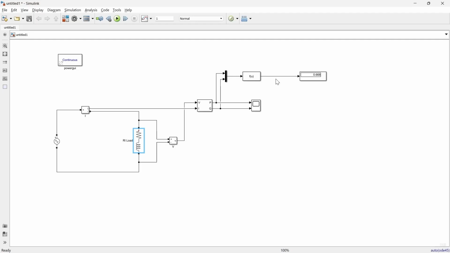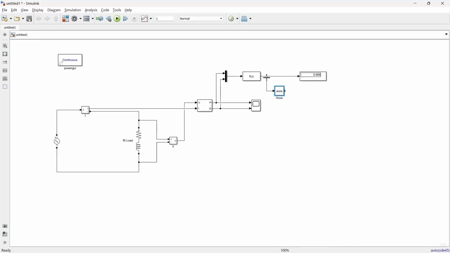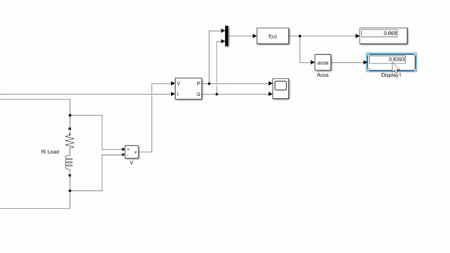Now from this power factor you can even find out the angle, and to find out the angle you have to do this. Let's say A cos. So this A cos just simply does inverse of cos. So the A cos is connected over here. Now we'll take another display, we'll connect it, and now let's run. The angle shows 0.83 around. Okay, so this angle is in radian, so we're supposed to convert it into degree.